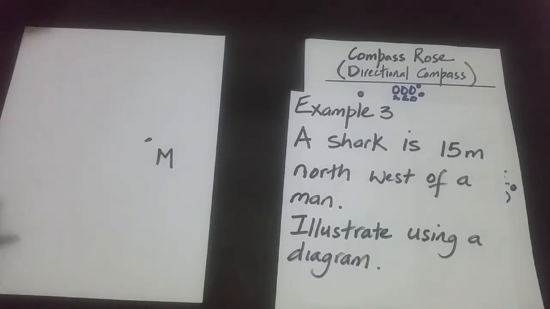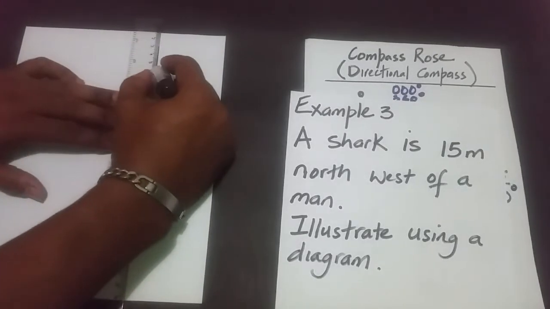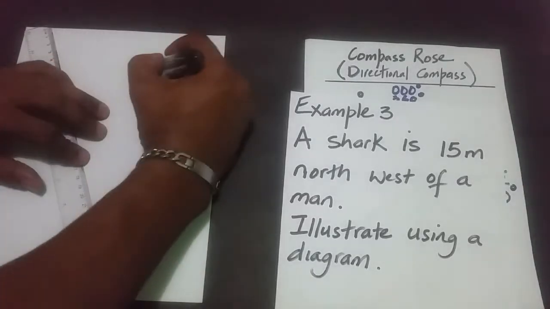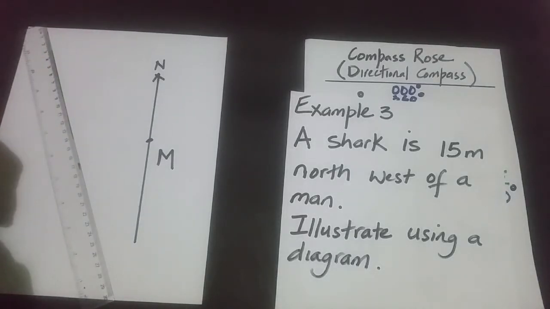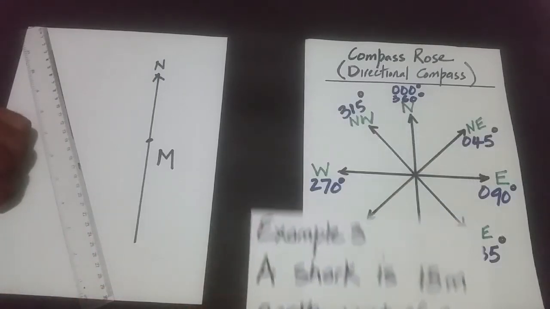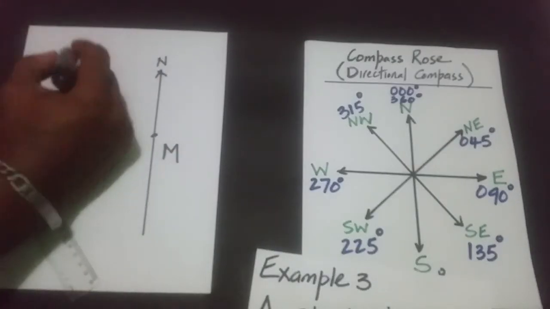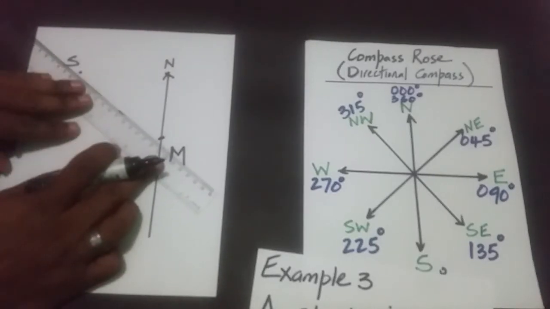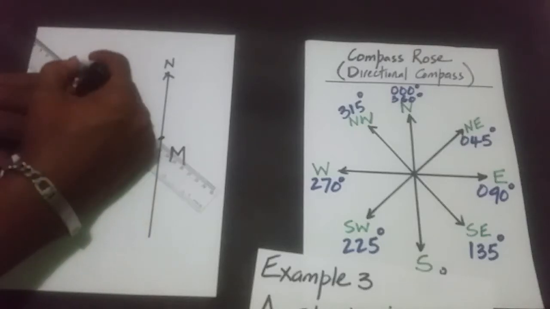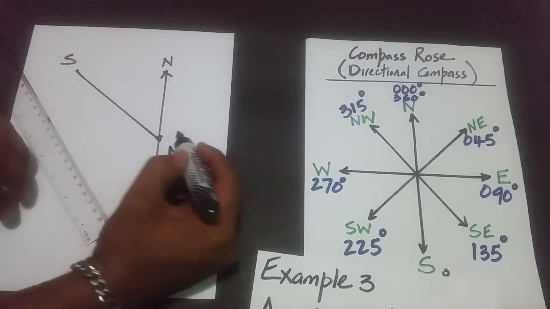I'm going to draw a north line through that point that represents the man. North line must be vertical, don't slant it, must be vertical. So I'm going to do that. And it says the shark is 15 meters northwest. So northwest is here, so that means that the shark is somewhere up here. So I'm just going to indicate this is where the shark is. And then I'm going to connect the man, a line that connects the shark to the man. Nothing fancy, but it must be an accurate illustration.